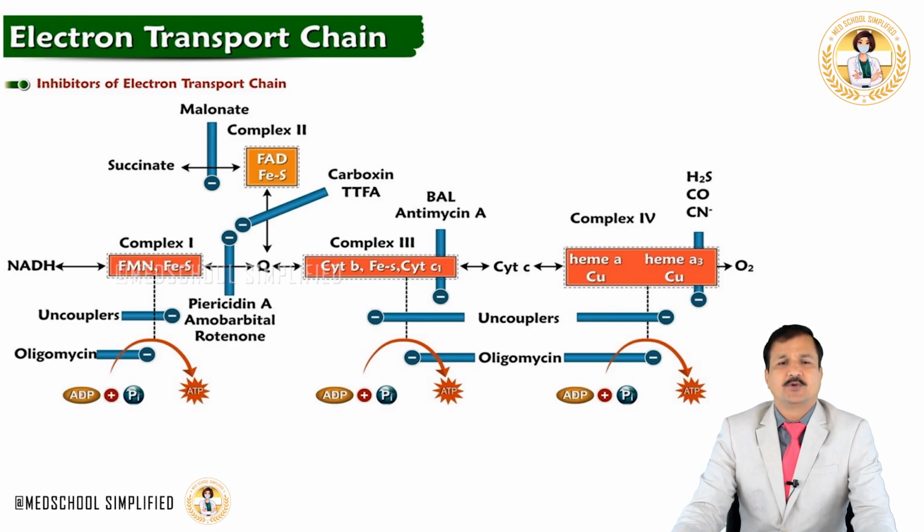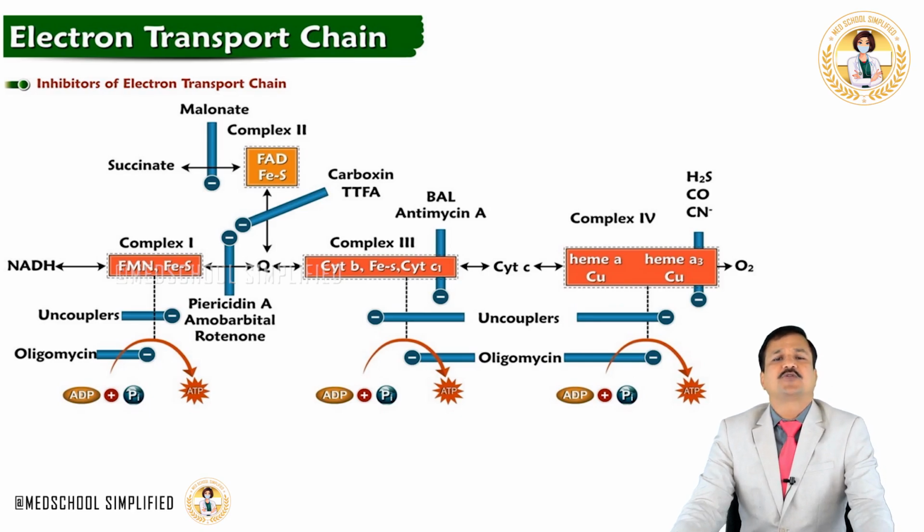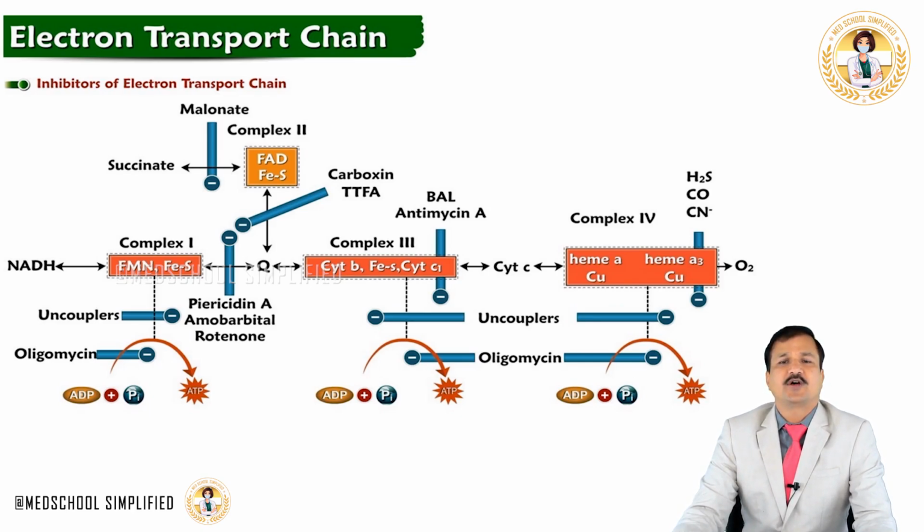So what do they actually do? They inhibit the transfer of electrons from coenzyme Q to complex 3. That's why they are referred to as complex 3 inhibitors. And for complex 4 inhibitors, we have hydrogen sulfide, carbon monoxide, cyanide and also sodium azide.